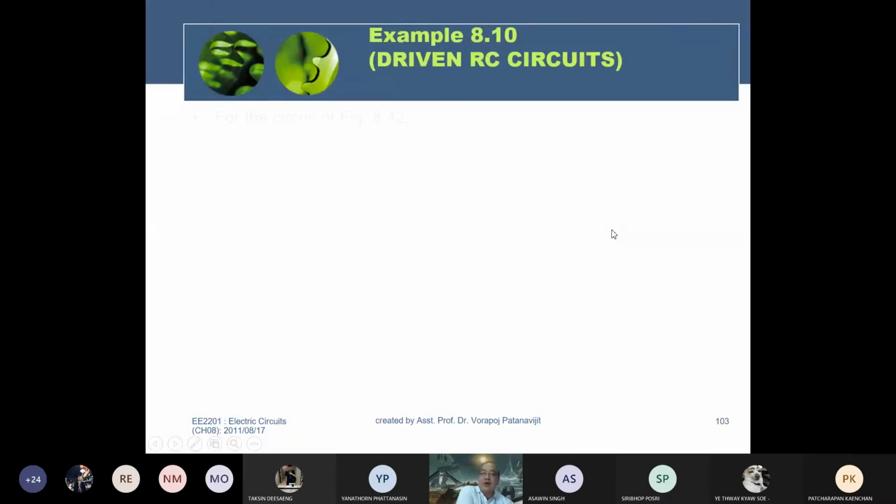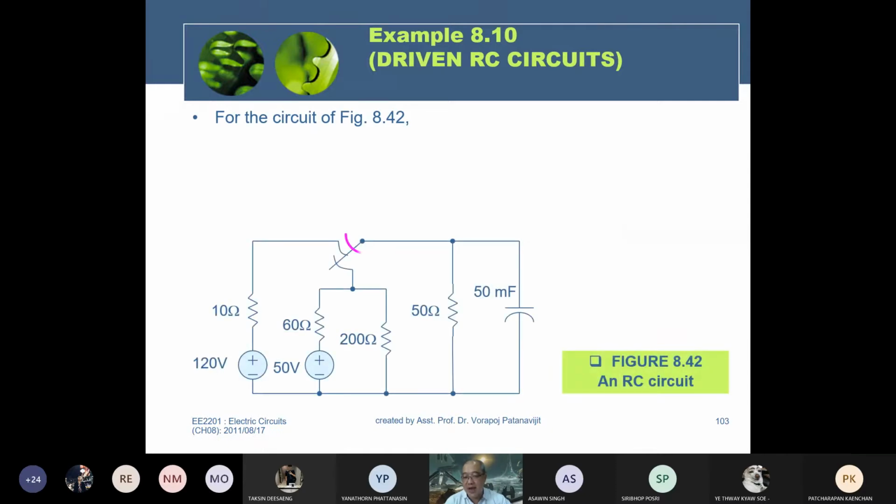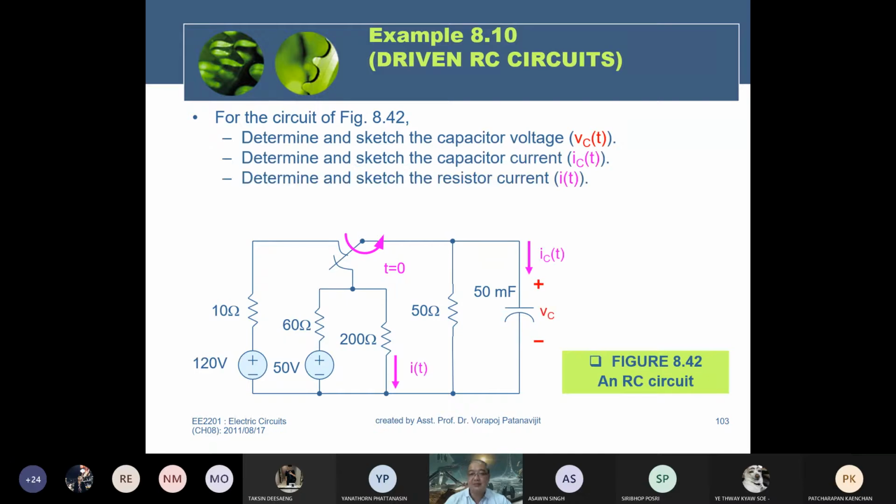In order to give you a better understanding of the driven RC circuit, we will provide a real example circuit analysis. From this circuit, determine the capacitor voltage, the capacitor current, and the resistor current. Now, we consider time less than 0 first, for the driven RC circuit.